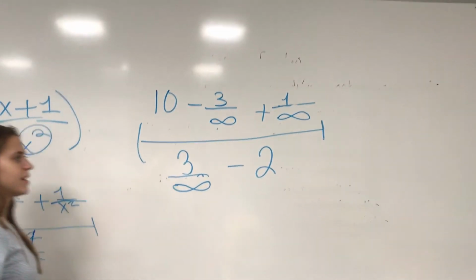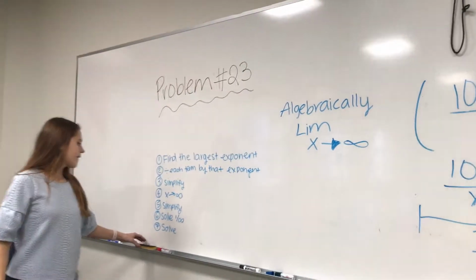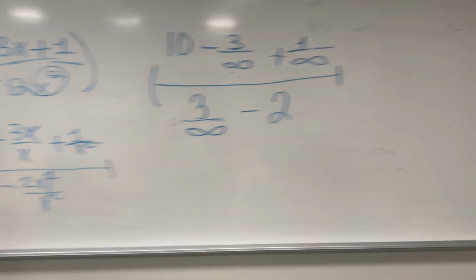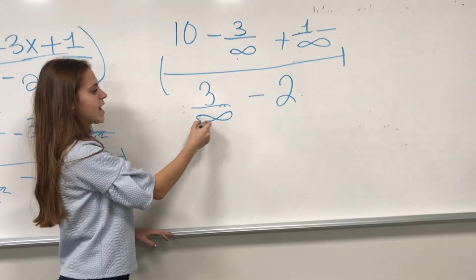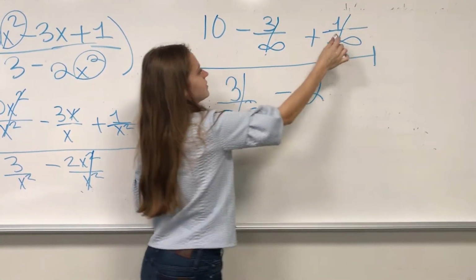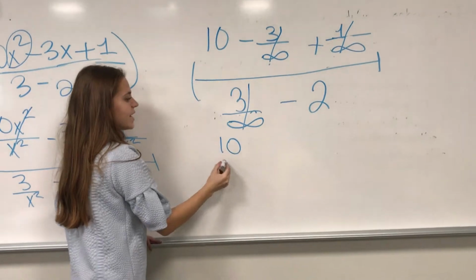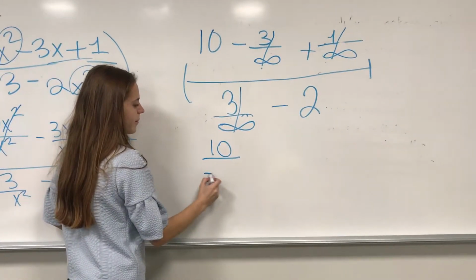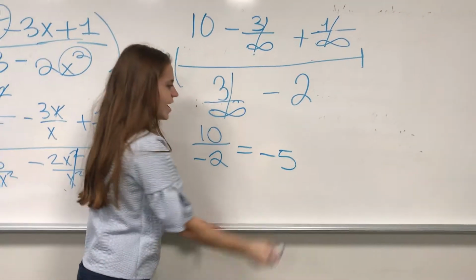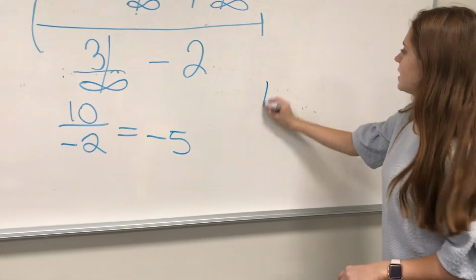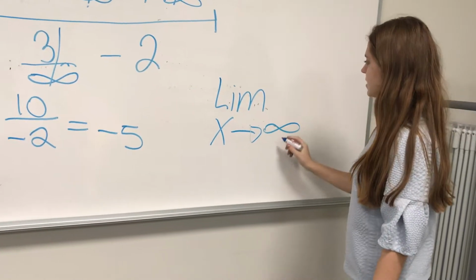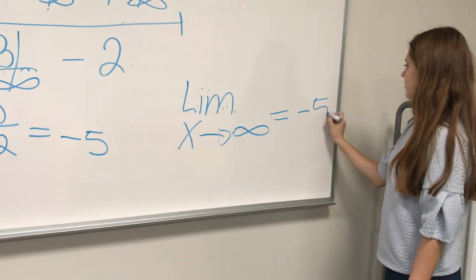Infinite. And then our step number 5 and 6 and 7 is to solve. So we're gonna cancel out every fraction that has an infinite. So cancels, cancels, and cancels. So our final answer would be to divide 10 over negative 2, and that's equal to negative 5. And our final answer is limit when x tends to infinite, it's negative 5.